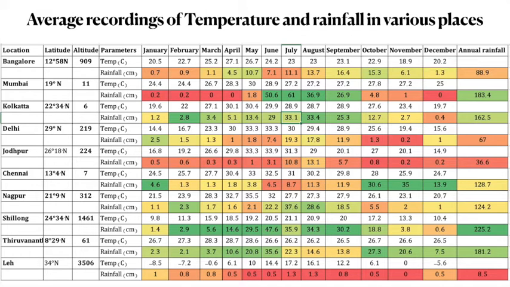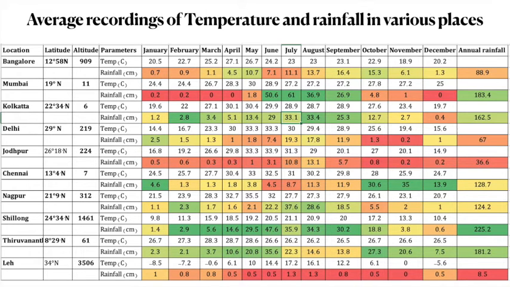Look at the annual rainfall data. See the red marked data. Leh is the least rainfall receiving place, about 8.5 centimeters per annum. Next in line is Jodhpur with 36.6 cm, Delhi 67 cm, and Bengaluru is just above Delhi with 88.9 cm. The highest rainfall receiving place is Shillong, 225.2 cm per annum.